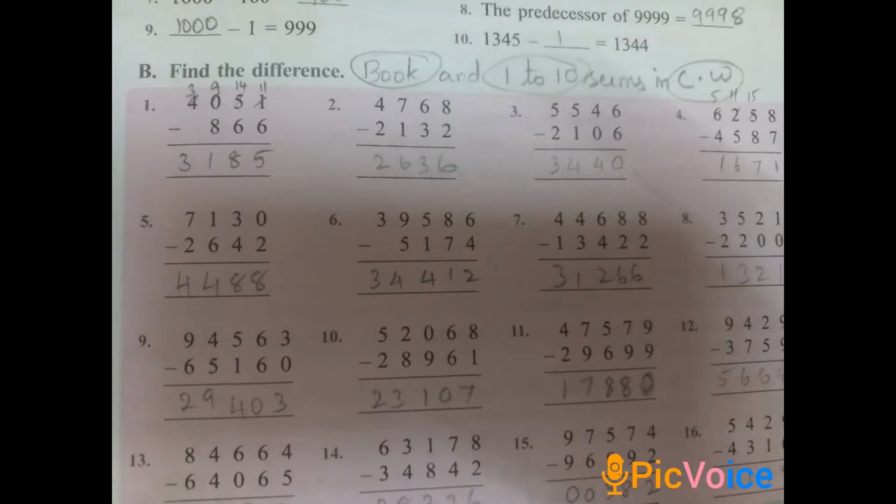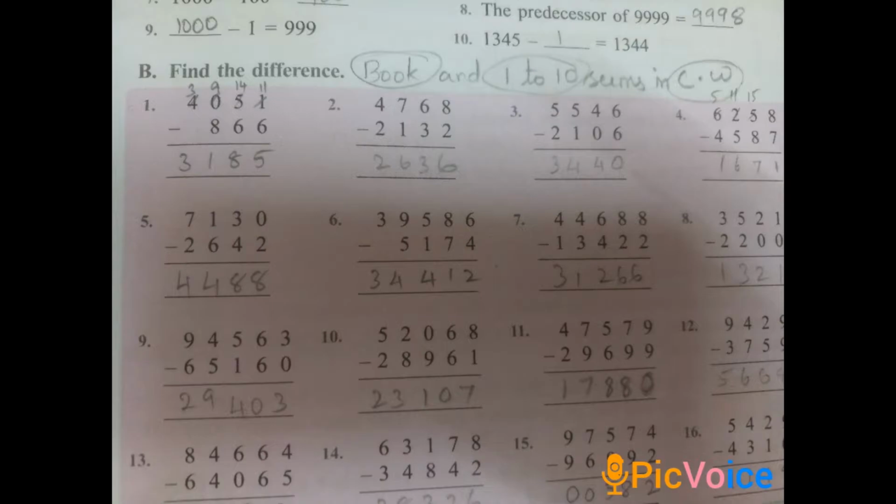So here we have a tens place number. 5 is there. From 5 I will take 1. So it has become 4 and 1 has become now 11. 11 minus 6 is 5. Next, tens place number 4 minus 6 is not possible.